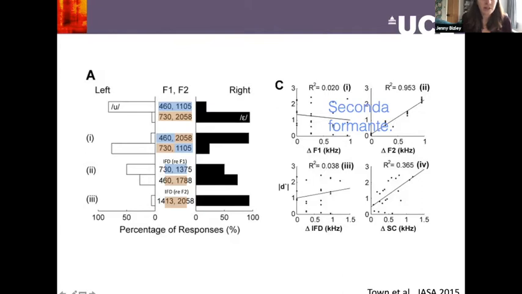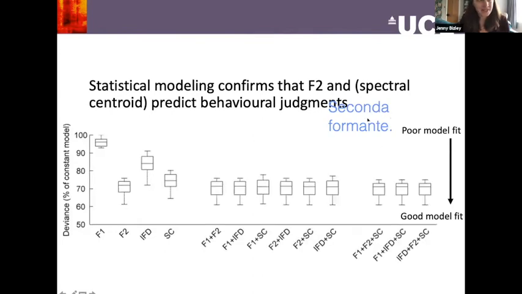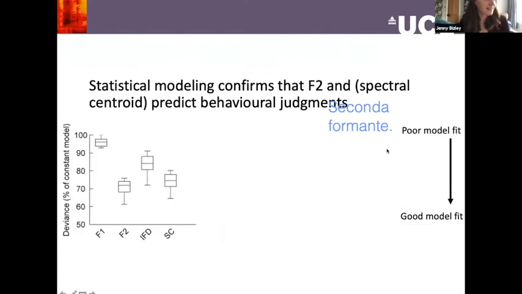So here essentially what we're doing is plotting the D prime according to each of the acoustic measures that we have. And what I hope you'll agree is that really it's the change in second formant frequency that seems to be driving their behavior.